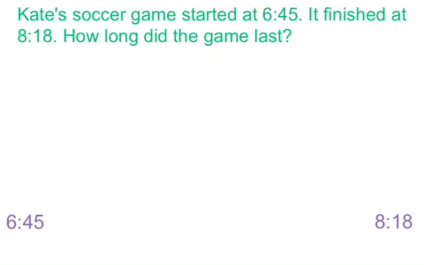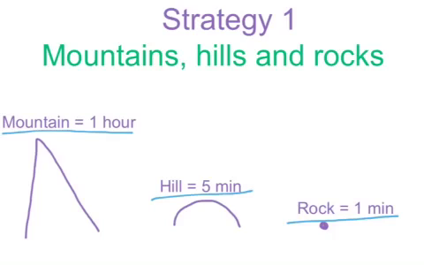So if we look at the first problem that I have set up for you, Kate's soccer game started at 6:45. It finished at 8:18. How long did the game last? So I want you to think about how you would break this down using the mountains, hills, and rocks strategy, knowing that a mountain is 1 hour, a hill is 5 minutes, and a rock is 1 minute.